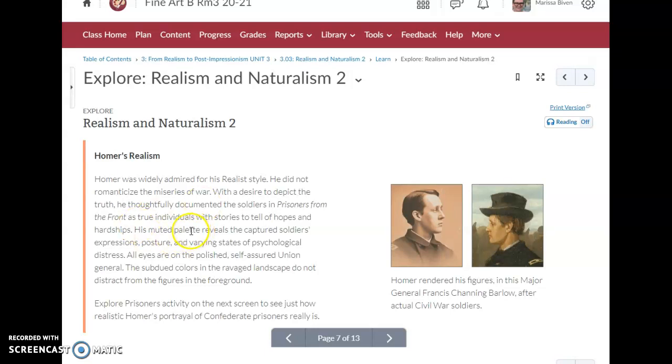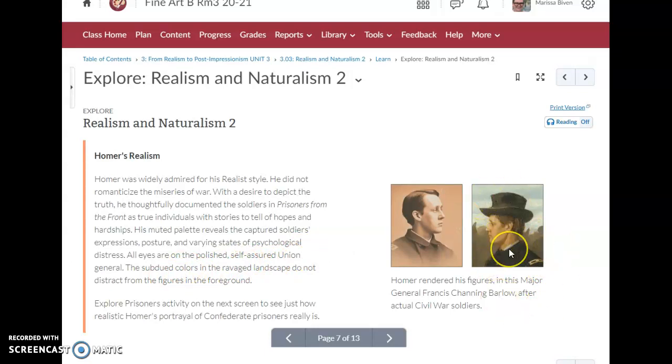His muted palette, meaning the colors that he chose, and muted meaning that they're not bright colors, they're earthy and muddy and kind of dirty colors, reveal the captured soldiers' expressions, posture, and varying states of psychological distress. So these colors are used to sort of show what these men, these prisoners, were going through and how they were feeling about it.